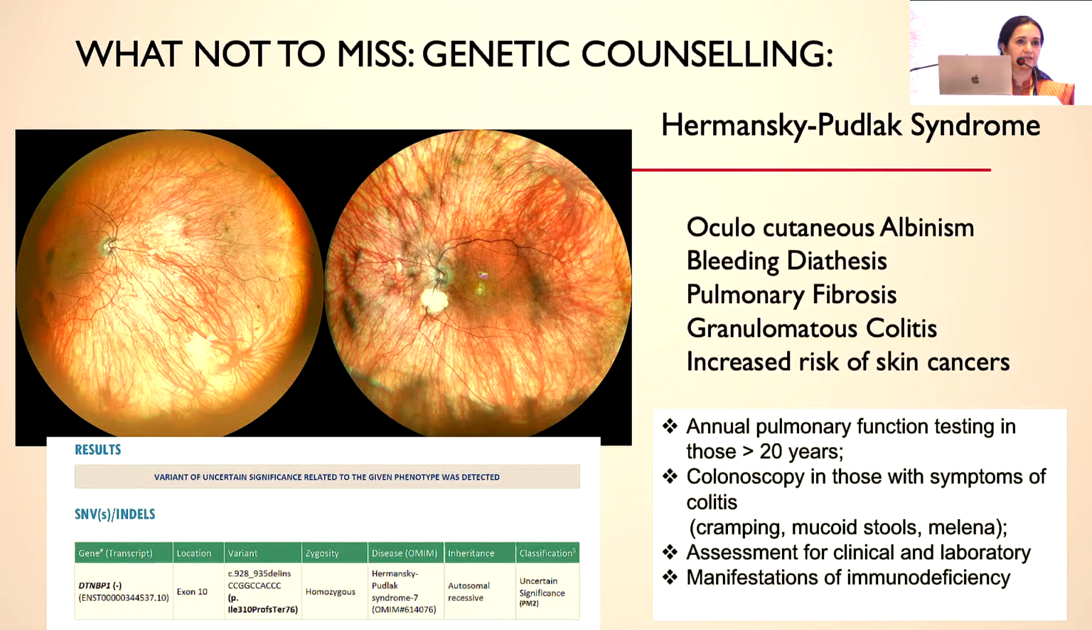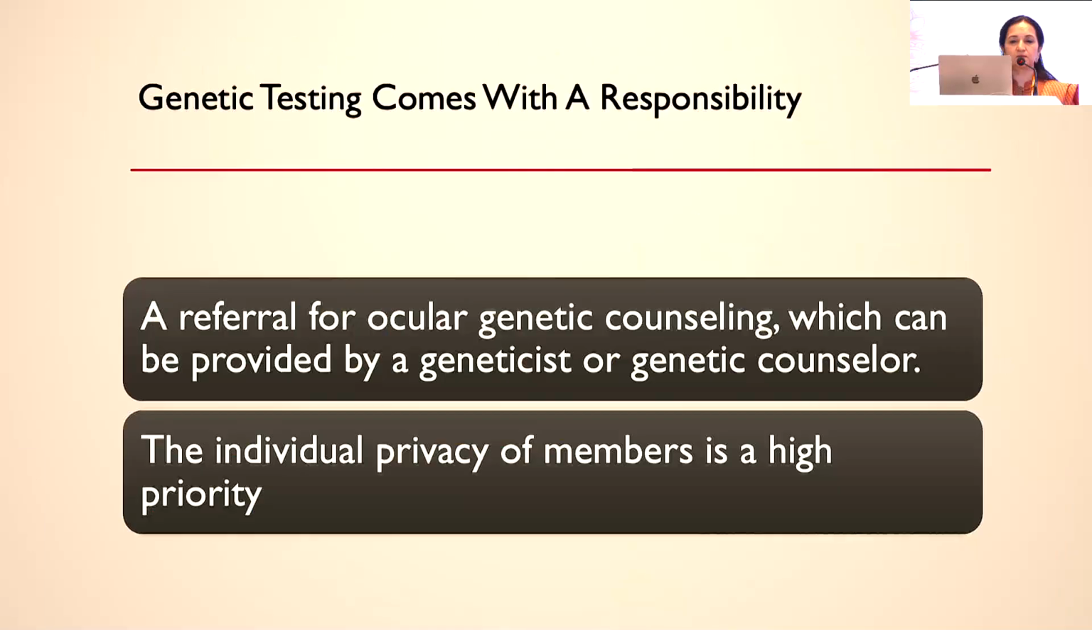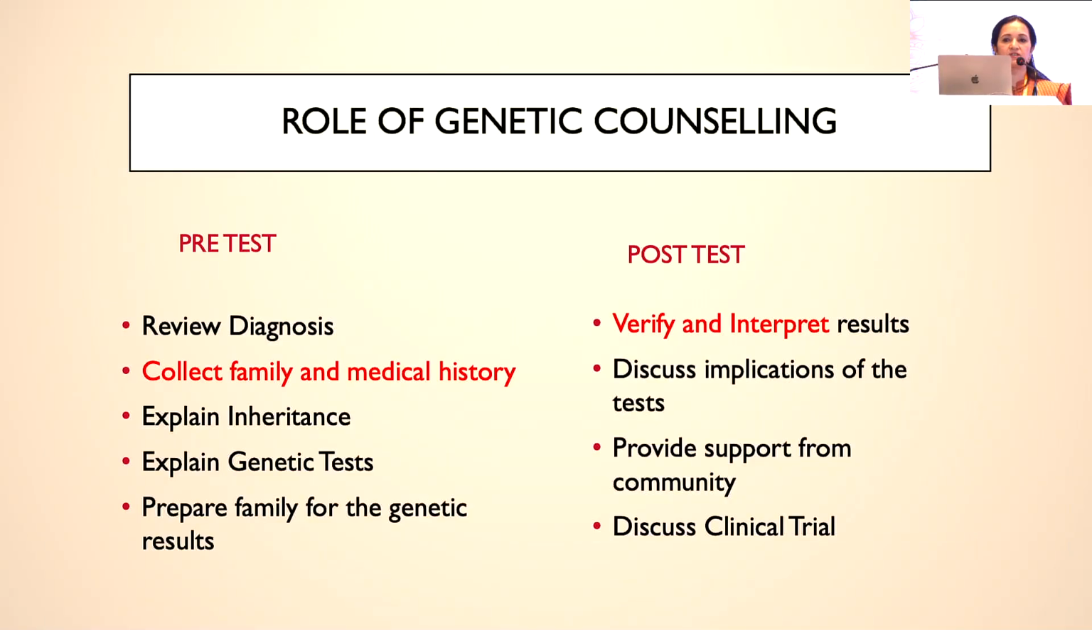So gene testing can be very useful, and we are at a cusp where we can do these things. Another last example is Hermansky-Pudlak. We would have seen so many albinotic patients and sent them back saying nothing can be done, but you are actually refusing them medical treatment. If you do genetic testing and it is Hermansky-Pudlak syndrome, the patient needs to be counseled for life-threatening conditions like bleeding diathesis and pulmonary fibrosis, which can be associated with albinism. So genetic testing comes with the high responsibility of genetic counseling.